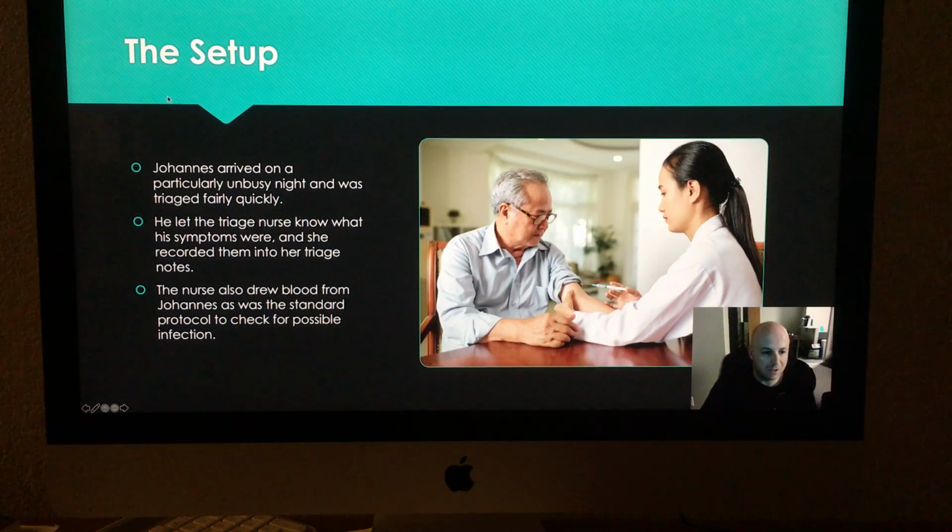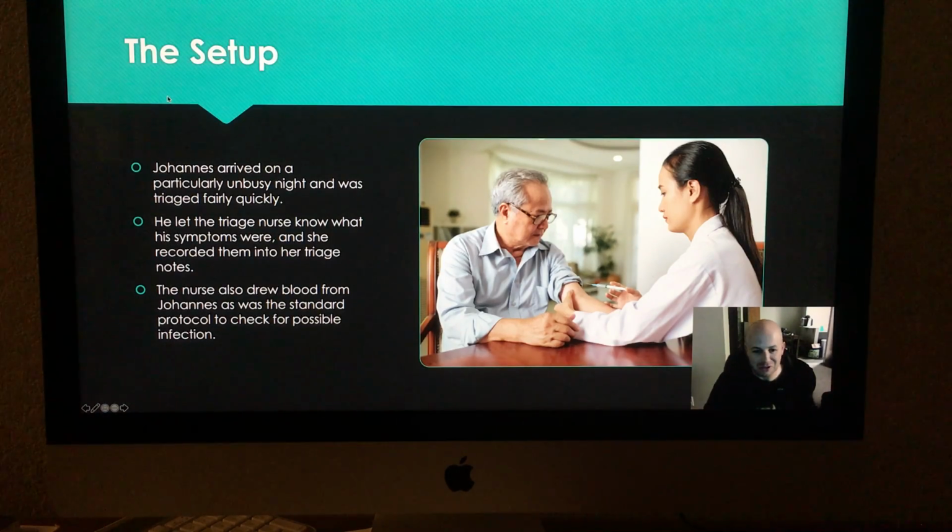Johannes arrived on a particularly unbusy night and was triaged pretty quickly. Just to get this rolling a little faster instead of having to wait in triage forever. I know, very unrealistic. He let the triage nurse know what his symptoms were, and she recorded them into her triage notes. The nurse also drew blood from Johannes, as was standard protocol, to check for possible infection.